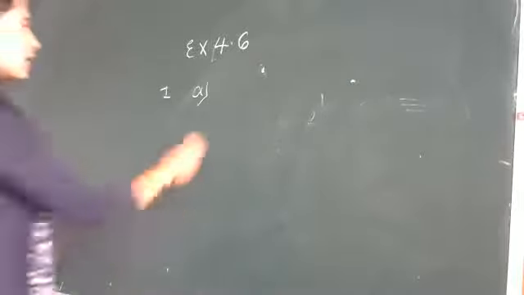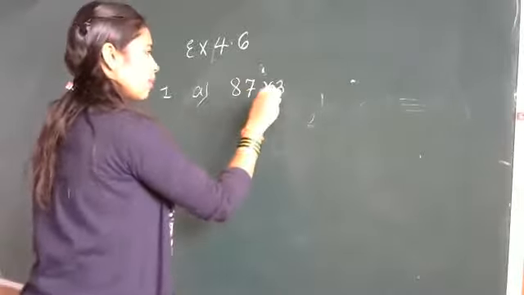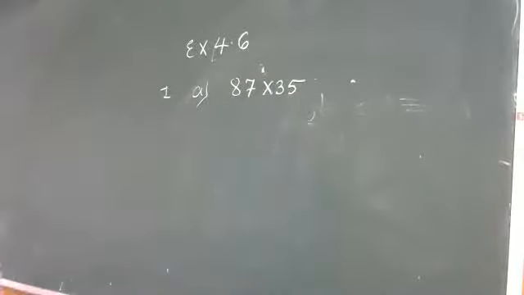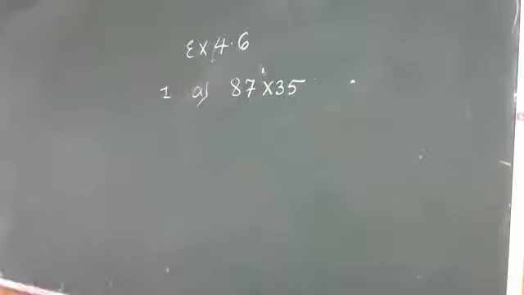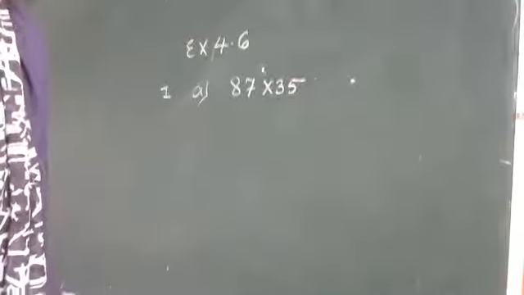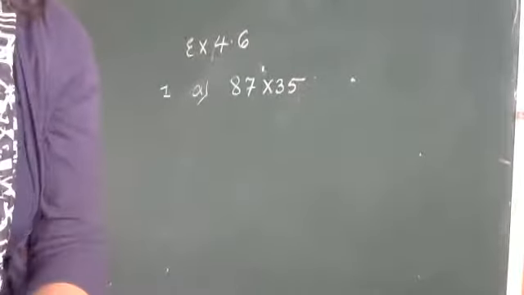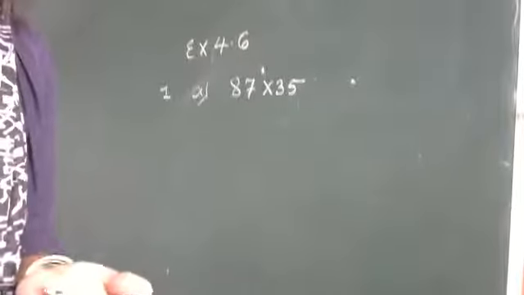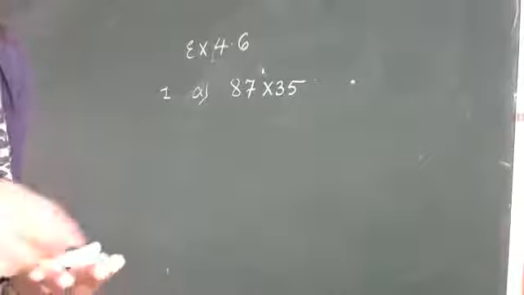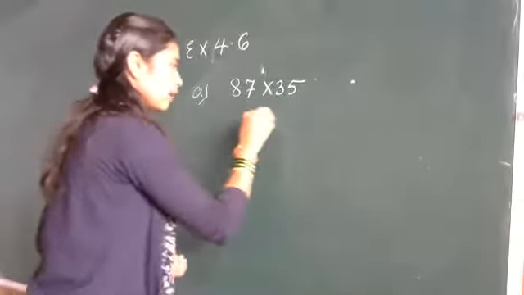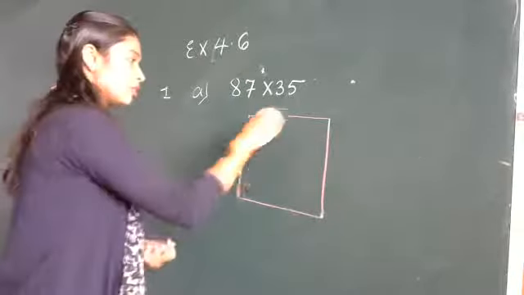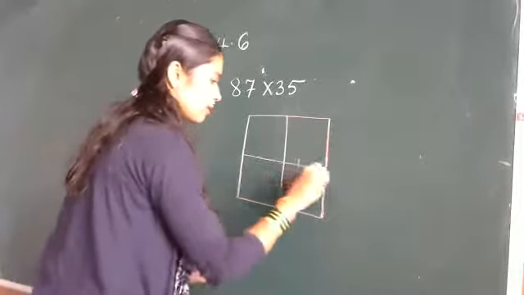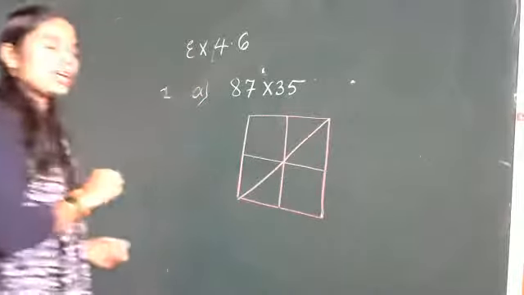First one is 87 multiplied by 35. Here, you need not make it in vertical form. You just have to make a square first. Okay? First you have to draw a square. Directly draw a square, and draw its diagonals first. Okay, this is your first square.